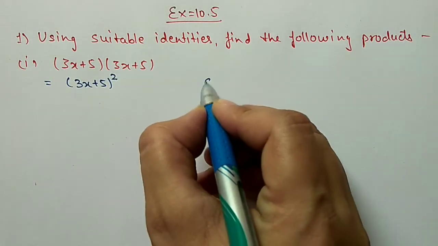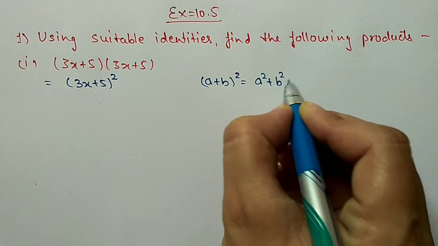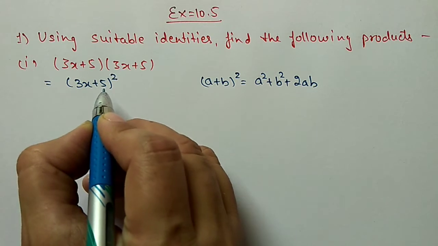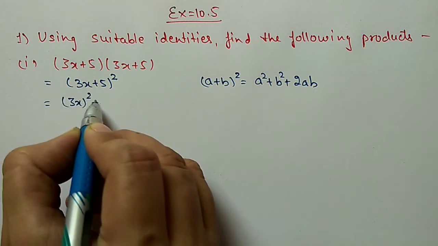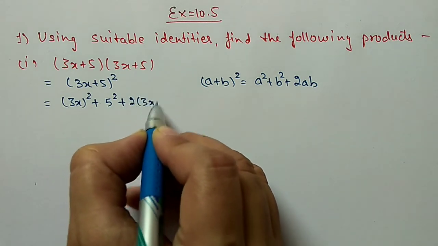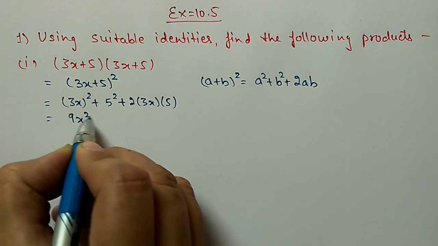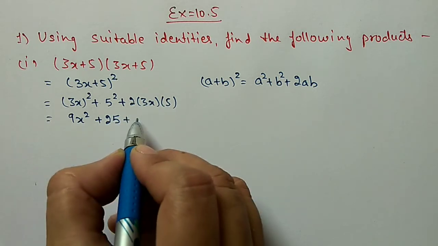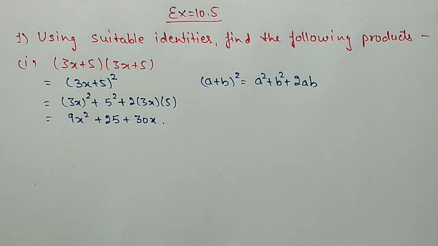So here we can use the identity a plus b whole square is equal to a square plus b square plus 2ab. In place of a we have 3x, in place of b we have 5. So we will apply it. A square means 3x whole square, plus b square means 5 square, plus 2 into a, which is 3x, and b, which is 5. Now we will simplify. 3x whole square means 9x square, 5 square means 25, 3 into 2 is 6, and 6 into 5 is 30, and x as it is. So 9x square plus 25 plus 30x is our answer here.